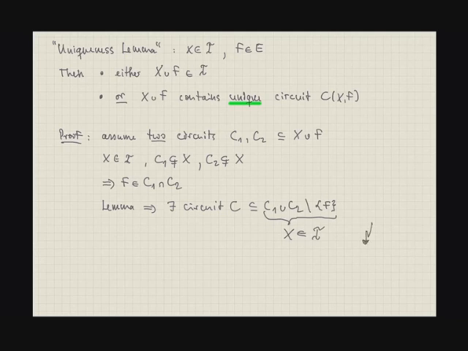Why? Because I have a circuit C, okay? It's a circuit in the matroid, and it's a subset of an independent set. That is impossible. And I should write that this is a subset of X. Sorry for that. But in any case, we have a contradiction, and that is already the proof of this uniqueness lemma.